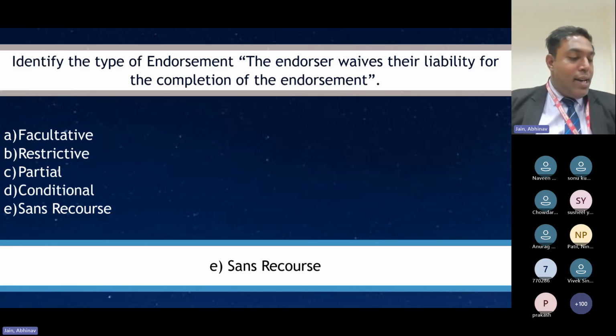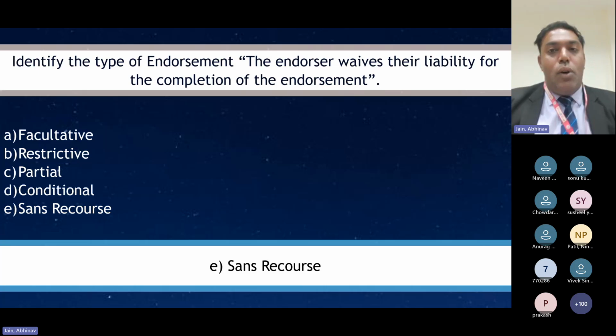It is not a facultative endorsement. Some people are writing facultative or partial. No, wherever the liability of the endorser gets cancelled, it is sans recourse endorsement.